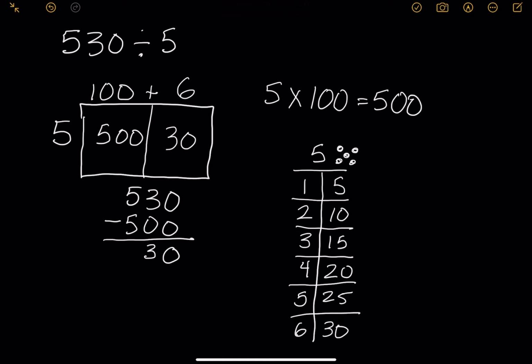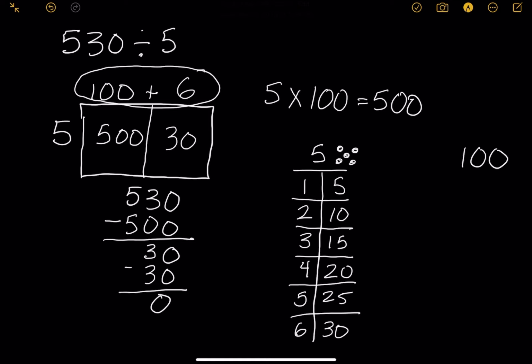That's right. You subtract your 30 from the bottom. Now we've made our goal. We're at 0. But we're not done yet. We need to make sure we add our partial quotients, these numbers right up here, together to get our answer. So 100 plus 6, 106. So our answer is 530 divided by 5 is 106. Not so bad now, is it?